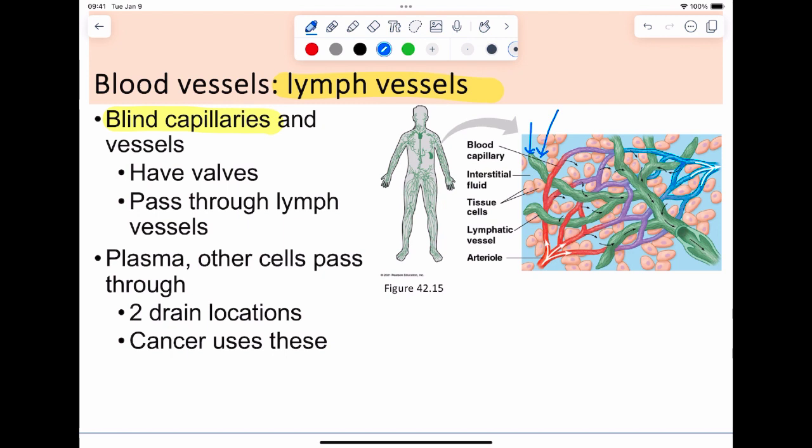The tube, as it moves away, so this would be the lymph capillary, this would be the lymph vessel. So the capillary is the end, further away you get, it's the lymph vessel. These all turn out to have valves in them because it's a low pressure system. They all pass through lymph nodes on the way back to dumping the contents back into your circulation. There's two main drains.